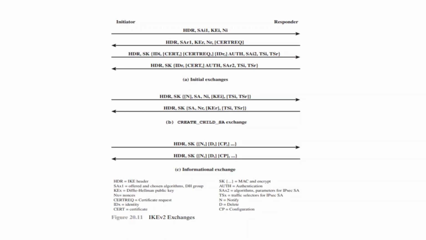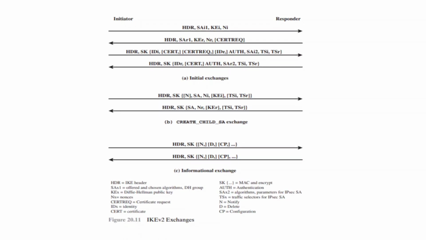So here we have the information of the exchanges between the initiator and responder. The first one is HDR, which is equal to the header, and after that SAi1 is equal to the offered and chosen algorithms of DH groups. CERT is nothing but certificates, IDi is identifiers, CP is configuration, D is delete, and N is notify. And this diagram contains the full forms of all the header elements.